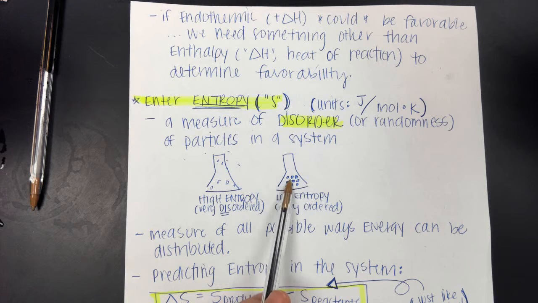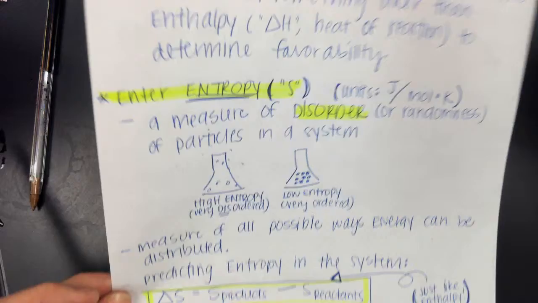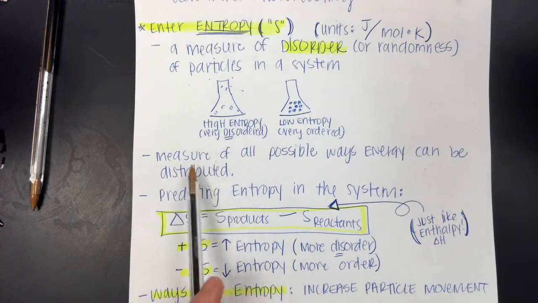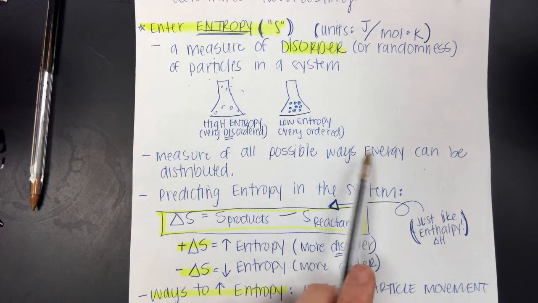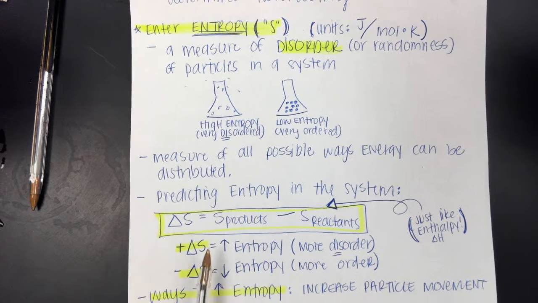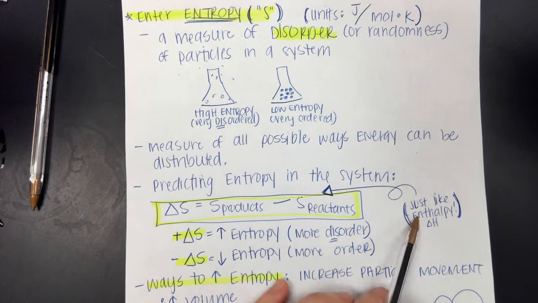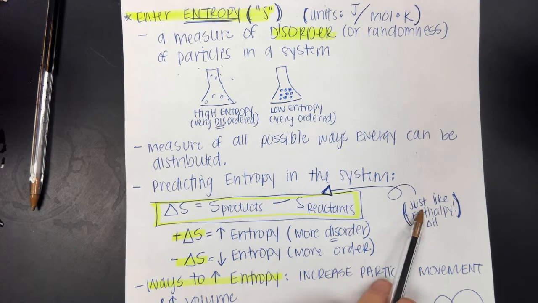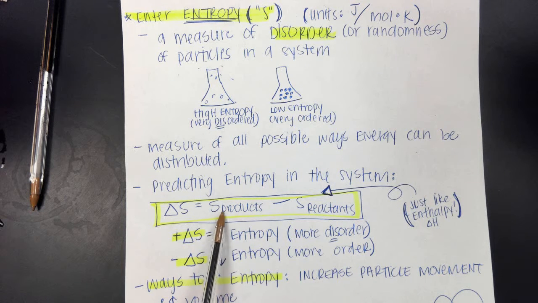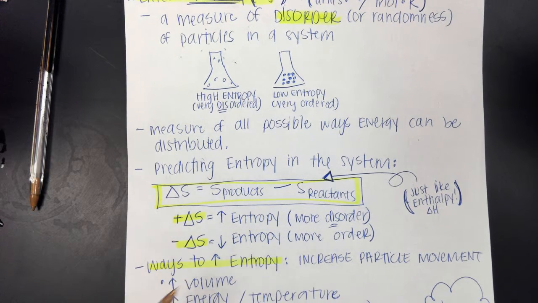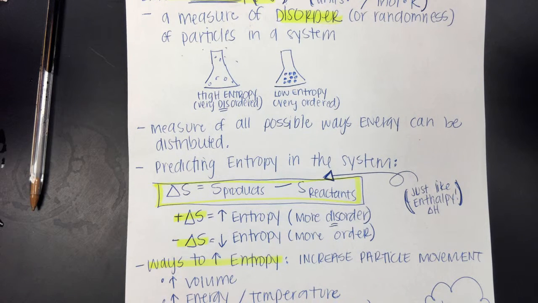This would be a particle diagram of a solid. This is low entropy, very ordered. Another way to think about entropy is that it's a measure of all possible ways energy can be distributed. To predict the entropy change in the system, it's the exact same formula as enthalpy. You take the entropy of the products and subtract the entropy of the reactants to get the change in entropy, the change in the amount of disorder.